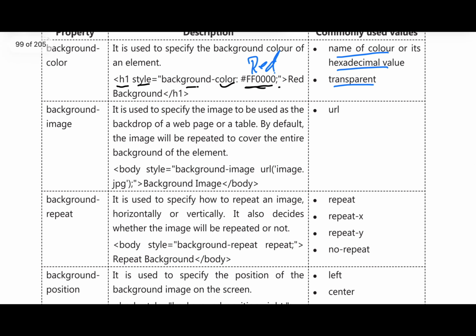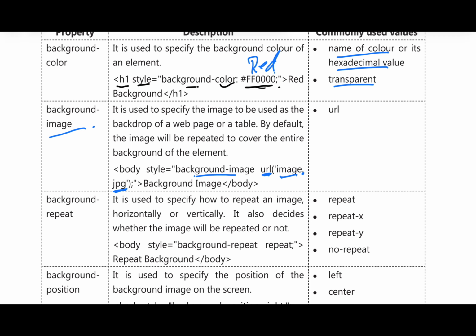Then the next property is background image, meaning what image we want in our background. We can use color also, but instead of color, if I want any image in the background, I can do that with the help of the background image property. How we can write? Simply write background image, and then you will write URL, correct. URL full form is uniform resource locator, meaning where is the location.